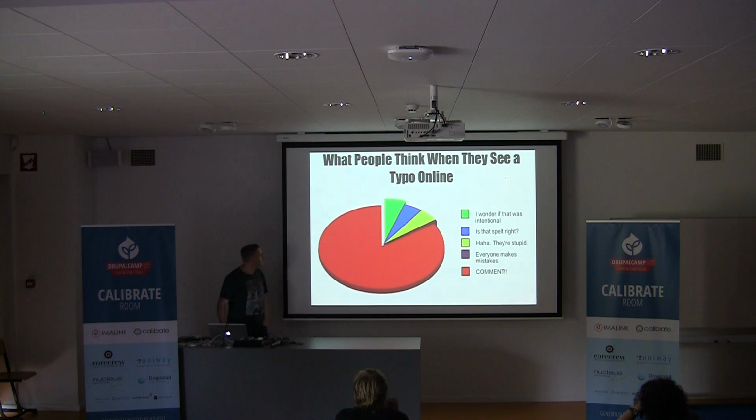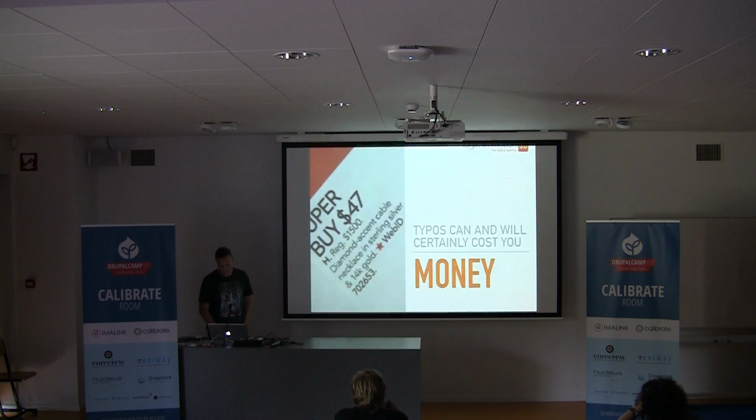Now, I've done some research, and most graphs point out that people comment on content errors. Commenting on content errors requires a lot of time, a lot of investment that you cannot calculate and predict beforehand. This means time is budget, and it's not under control. Now, for me, this is the most important one. It can certainly cost you money.